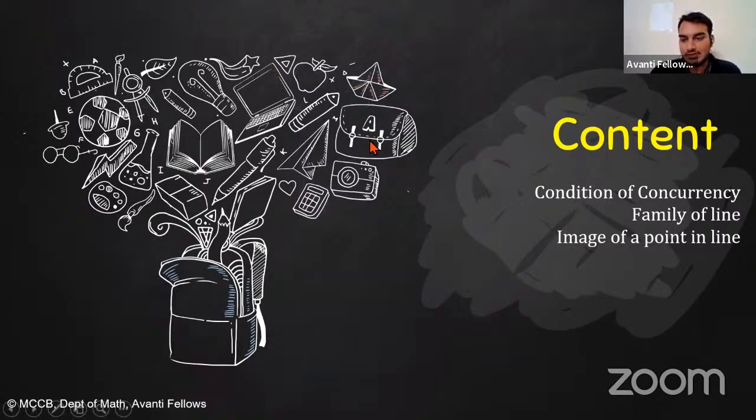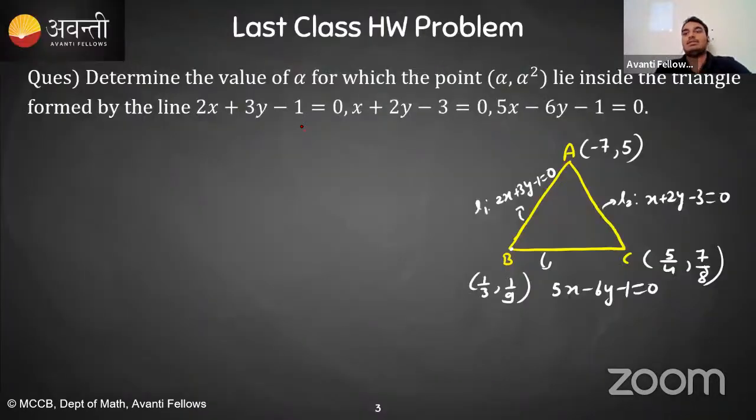Okay, let's start. So students, in the last class, I gave you one question as homework, right? This was the question that I gave you in the last class. You have to determine the value of alpha for which this point (alpha, alpha square) is lying inside the triangle formed by these lines.